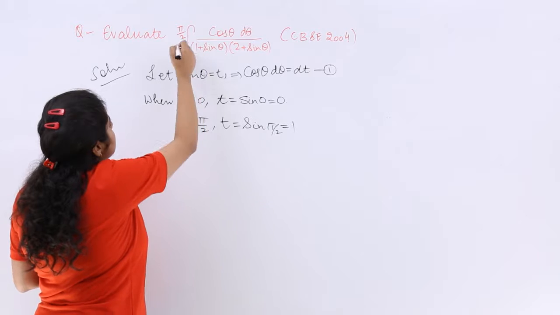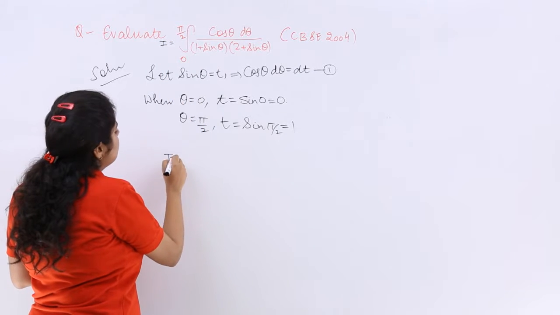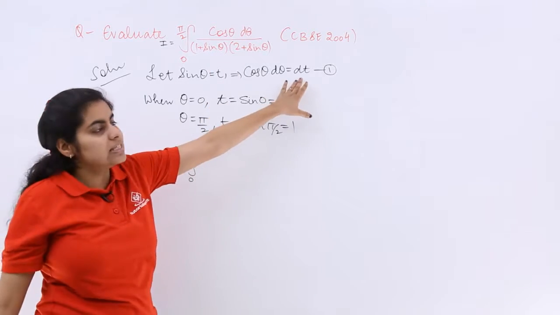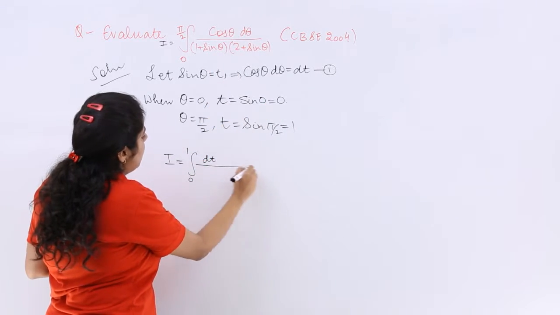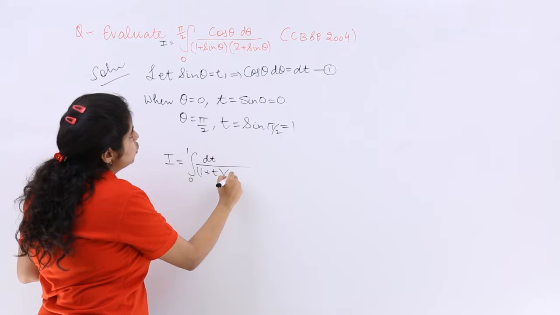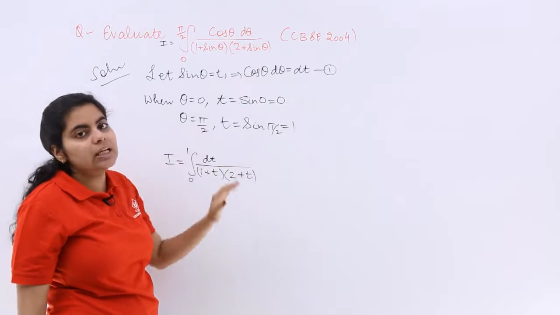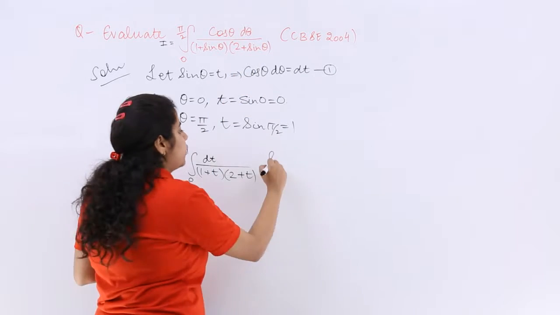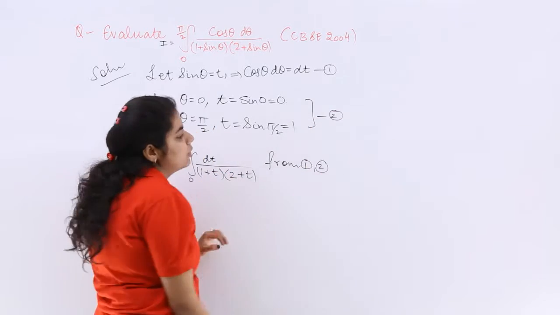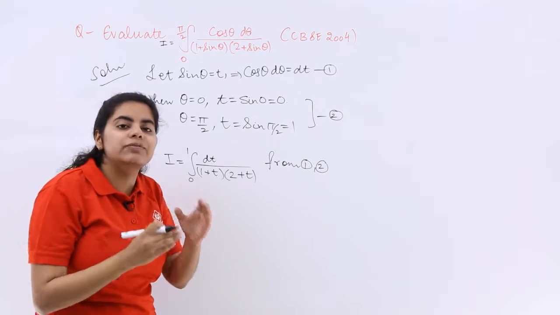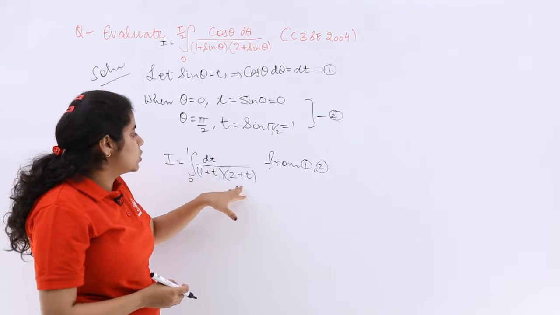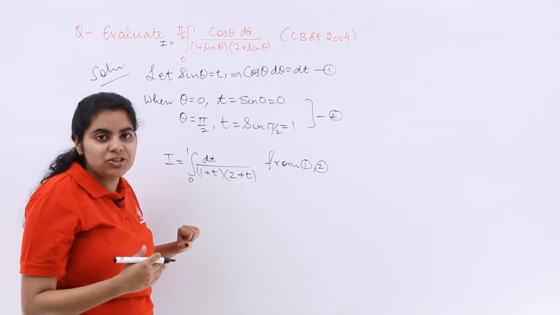So what is my question? If the earlier question was I, again it is I, and it is from 0 to 1, cos theta d theta is dt, upon 1 plus t and 2 plus t. You are just putting the things in the question from equation number 1, and this is named as equation number 2. Till here I don't think it will be difficult, but it is very important. Now see, here there are 2 factors. That means we will go by partial fractions.